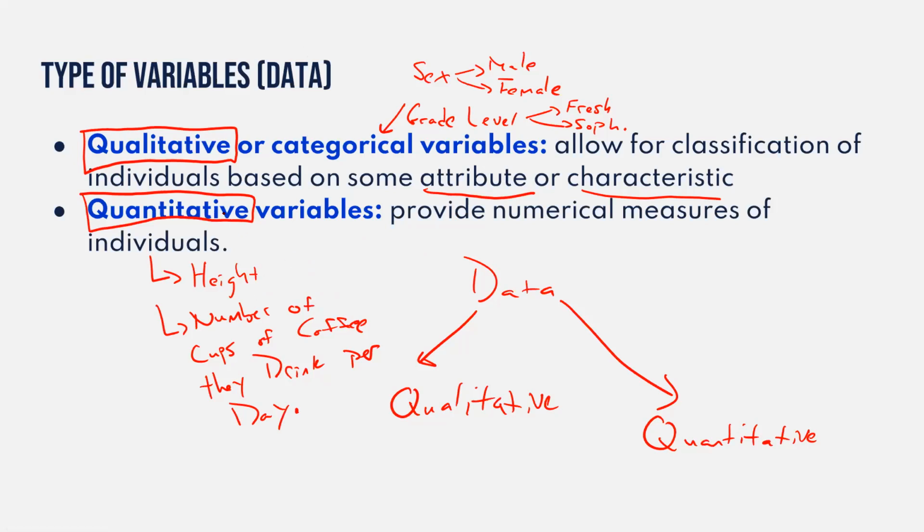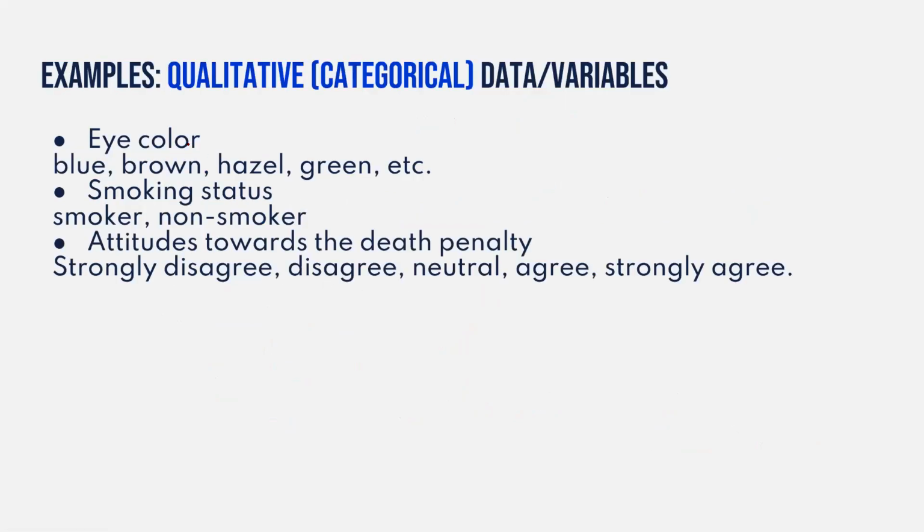So qualitative variables are categories you fit into, and quantitative variables are numerical measures. Let me give you some examples. Here are some examples of qualitative: your eye color, your smoking status, your attitude toward the death penalty. You fit into one of these categories or groups. In this class, I will only test you on whether you can identify if it's qualitative or not. But if you're interested, you can read the textbook. You can actually classify qualitative variables next as either ordinal or nominal, but I'll leave that to you on your own.